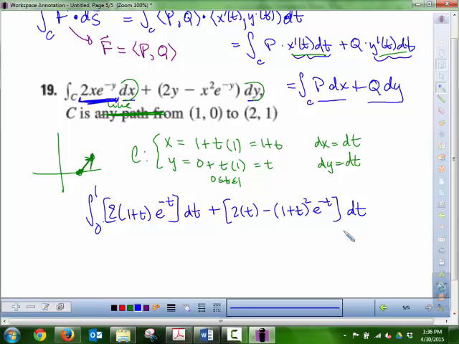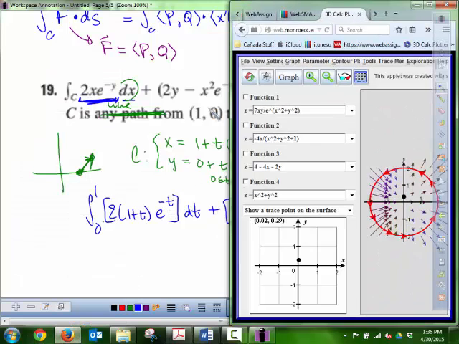Is this easy? No. This is where I pull out Mathematica and do the calculations. I guess Wolfram Alpha would work too.